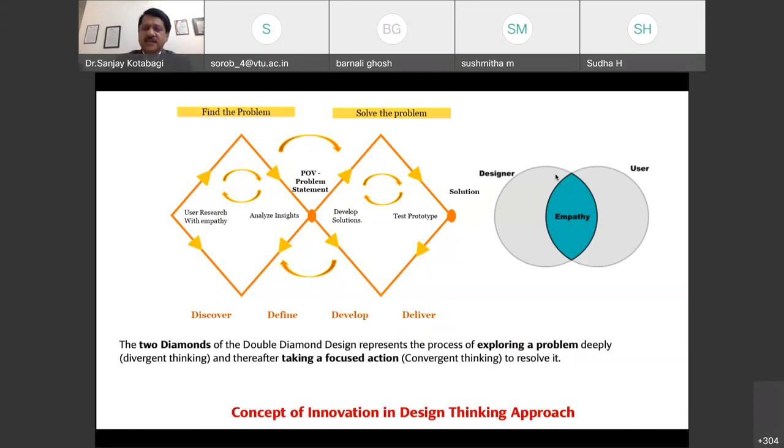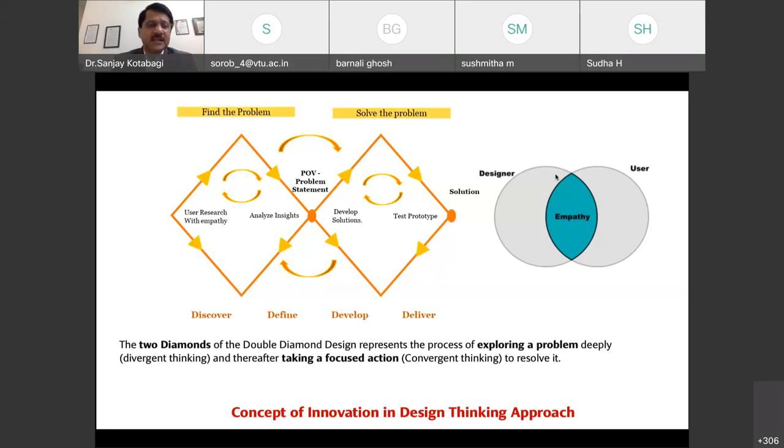How exactly does this work? There is a basic approach called the two diamond approach, which has two spaces. The left side space is the problem space and the right side is the solution space.